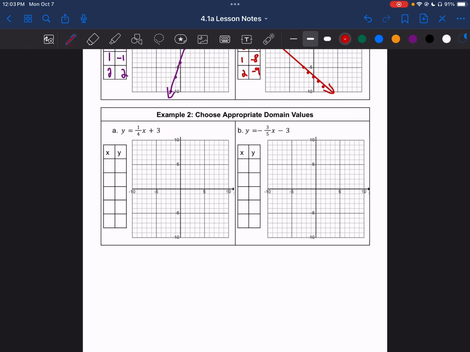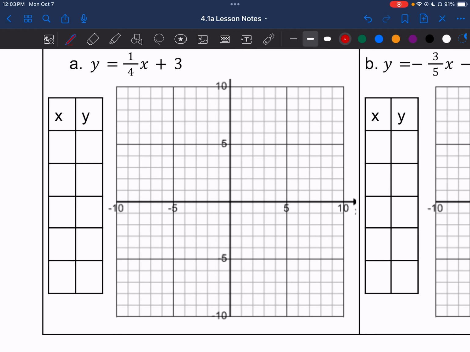Now, our next one says choose appropriate domain values. What does this mean? Well, as I look at this, our equation is y equals 1/4 x plus 3. And if I used my standard array of numbers, we would have a point at 2.5. We'd be at 2.75. We'd be at 3. We'd be at 3.25 and 3.5. Now, do those seem like really easy points for us to graph? No. So we're not going to do the standard negative 2, negative 1, 0, 1, 2.